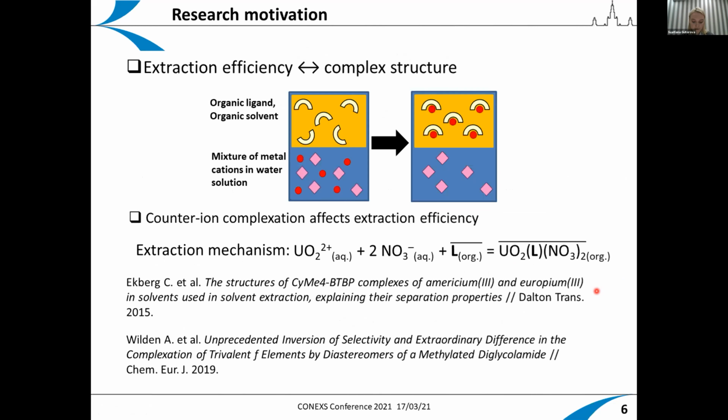To understand profoundly the reason for different extraction abilities of different ligands, their complex structures with metal cations should be studied, because complex formation is the main driver for extraction. Also, it should be considered that counter-ion behavior in solution affects complex structure and therefore extraction abilities. It was shown previously that in polar solvents, a complex with the counter-ion in the outer sphere can be formed, and in this case, extraction is suppressed. Moreover, ligand conformation can affect counter-ion complexation and change extraction efficiency by up to two orders.